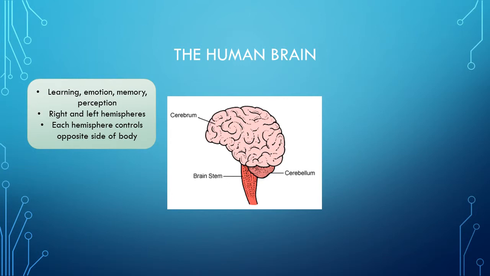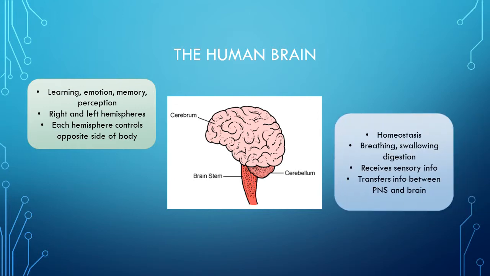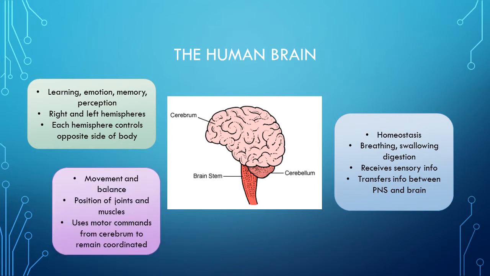Below the posterior of the brain, we have the cerebellum. This controls homeostasis, so breathing, swallowing, and digestion. The cerebellum receives sensory information and transfers the information between the PNS and the brain. Last, we have the brainstem, which controls movement and balance. It senses the position of joints and muscles and uses motor commands from the cerebrum to maintain coordination.